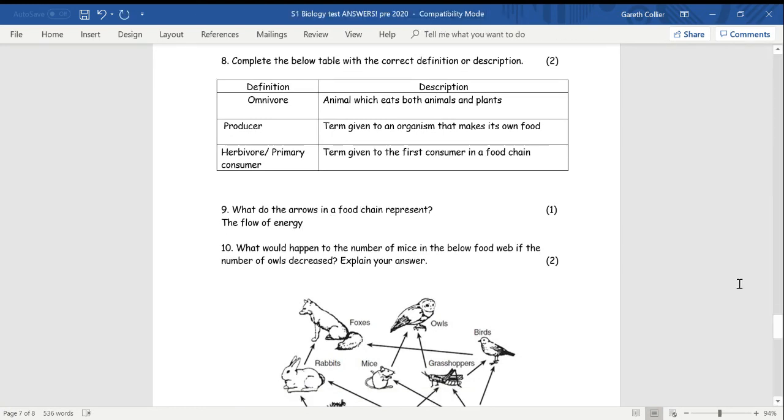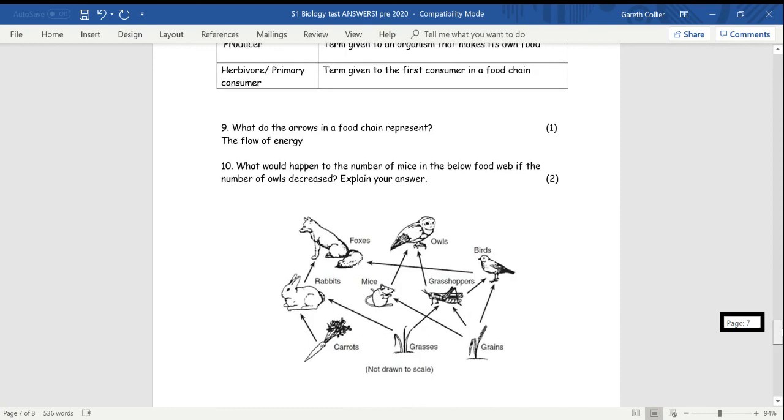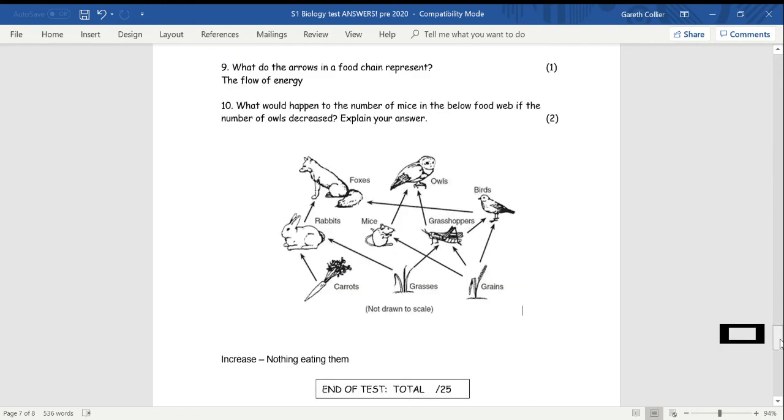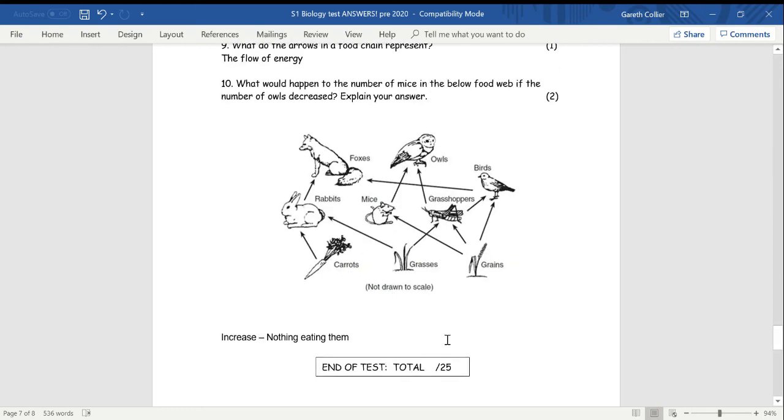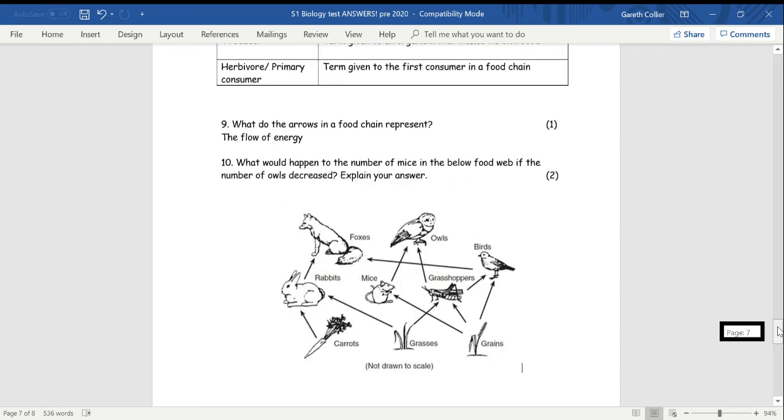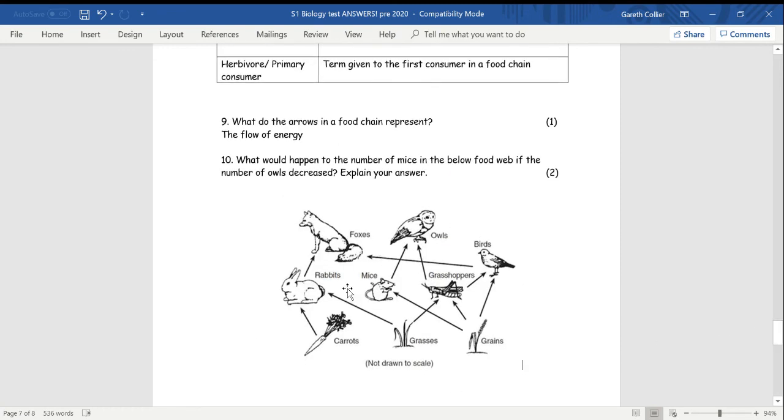What do the arrows in the food chain represent? They do not represent what eats what, because a mouse does not eat an owl. That's not how that works. A very fierce mouse and a very weak owl. It shows the flow of energy, because we know that down here, we never draw the sun into a food web or food chain, but down here is the energy from the sun, and it flows to the grain, and to the grass, and to the carrot, and from there it goes to the rabbit, to the fox, or to the grasshopper, to the owl, etc. So it shows the flow of energy through our ecosystem.